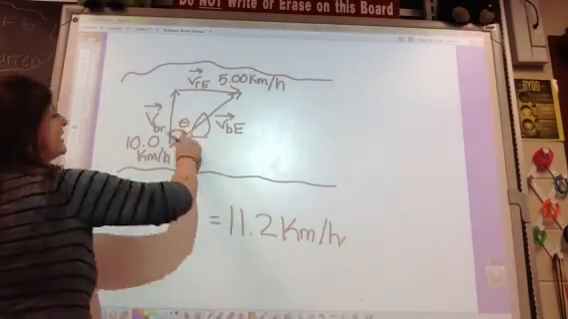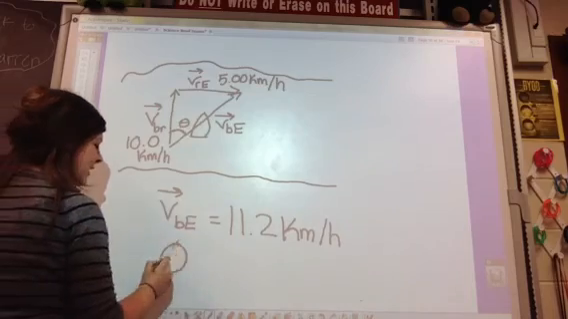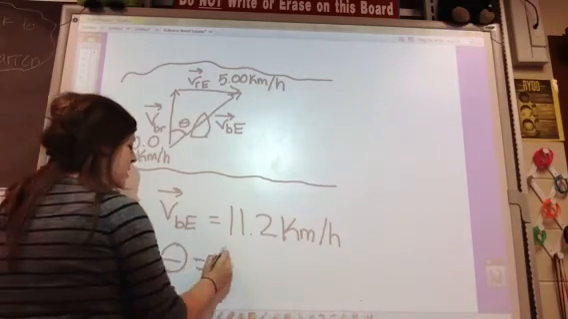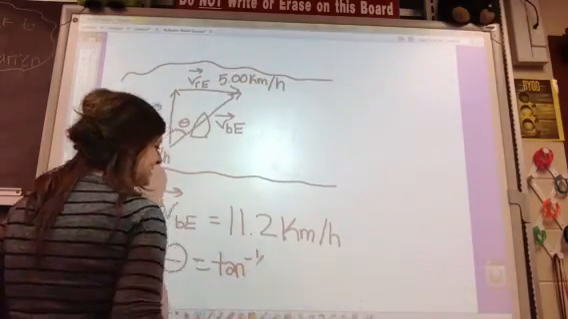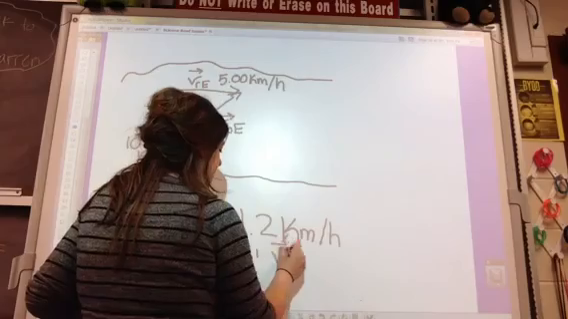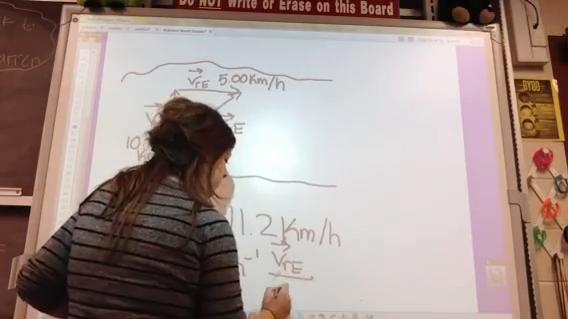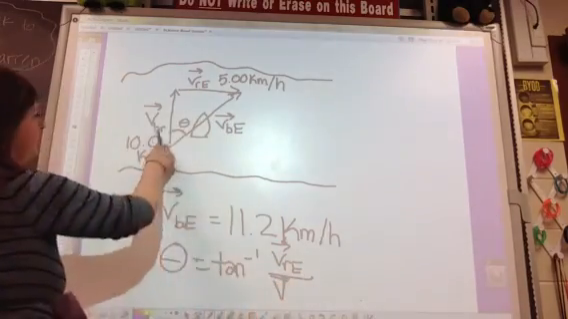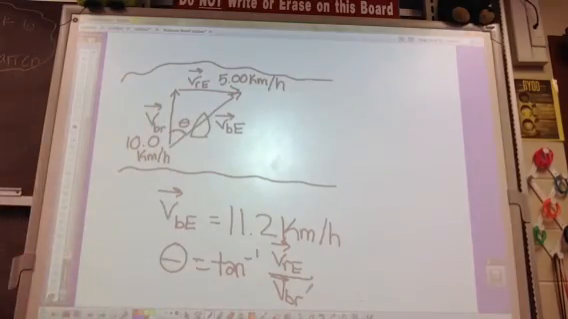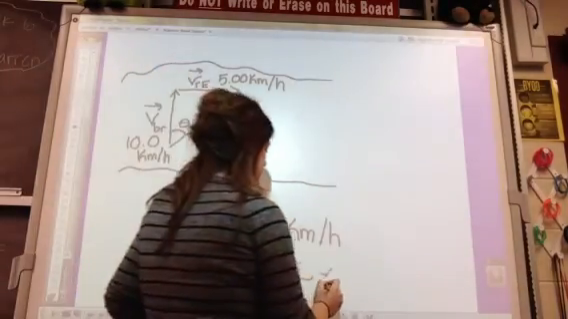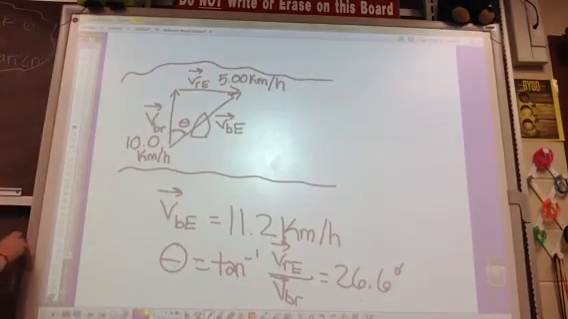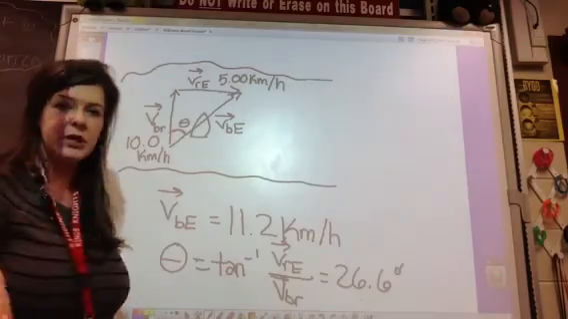And of course I want to find that theta, the angle at which that boat is moving relative to Earth. So I could find theta by doing my inverse tangent of the velocity of the river relative to Earth over the velocity of the boat relative to the river. And then you should get an angle of 26.6 degrees. Okay, so ultimately the math is pretty simple.